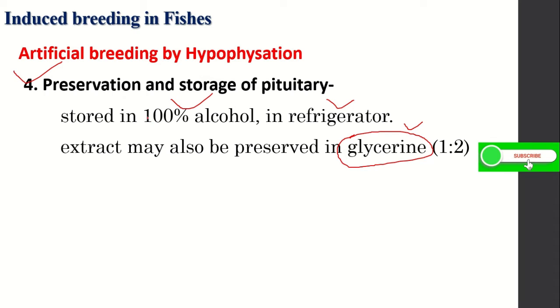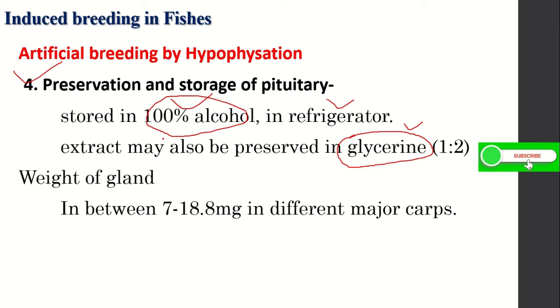Then the weight of the gland is different in different species. In the case of major carp, the weight of the gland is between 7 to 18.8 mg. This is the weight of the pituitary gland in the case of major carps.